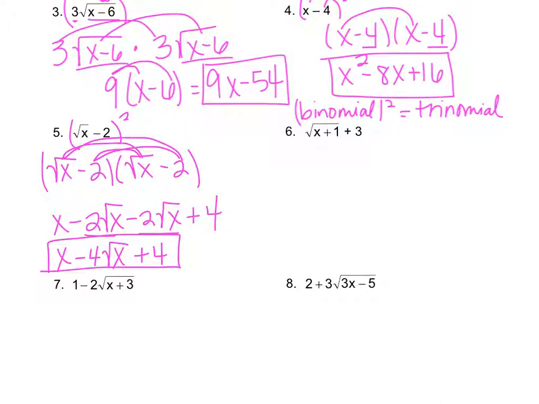All right, so we ended up with 3 terms at the end. So binomial squared equals a trinomial. Make sure you remember that. All right, so this is all going to be one term because it's all under the radical, but then we have another term over here. So there's 2 terms here. We're going to square it, so multiply it by itself.